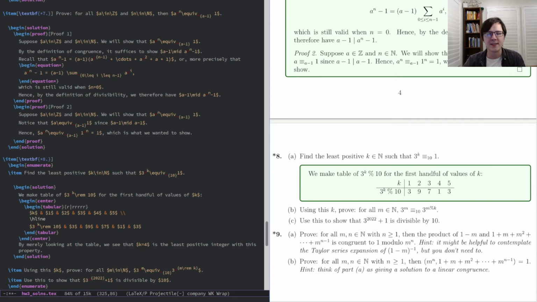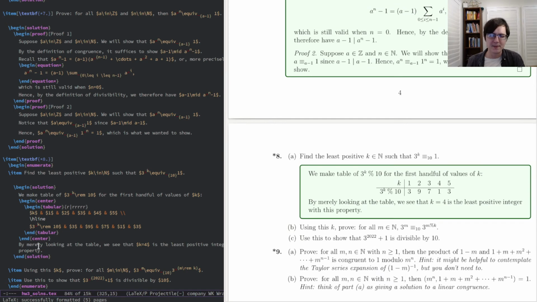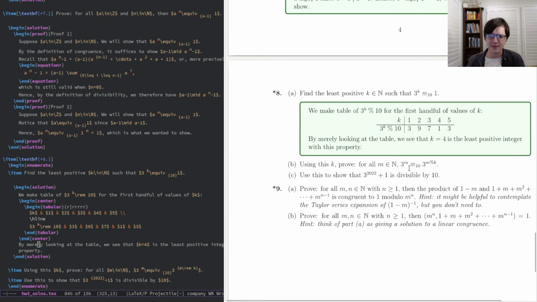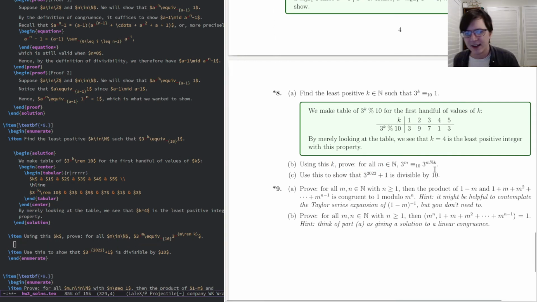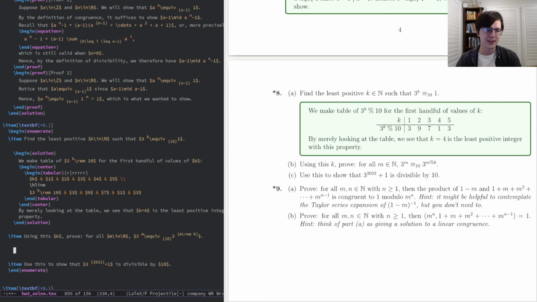There's no reason to say positive natural number, just positive integer. And also, by the way, merely is just an old-fashioned word for purely, I believe, which is why I used it. Not because it's old-fashioned, but because I mean, just by looking at the table. So using this k, let's prove that we have this exponentiation reduction law, just like in lecture, but for 10. And what's important here is just that 3 is coprime to 10, and that's why it does get back to 1.